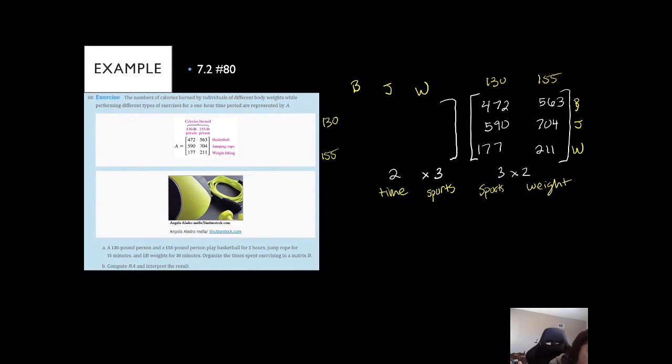let's see. It looks like they're both spending the same amount of time. So we may not even need to, I'm looking at it. So we've got a 130 pound person and a 155 pound person playing basketball for 2 hours. They're doing the same amount of time. So what we could do is just do time only and have a 1 by 3, because they're not separating it out by person. So we're going to have a 1 by 3 matrix and it's just going to be time.